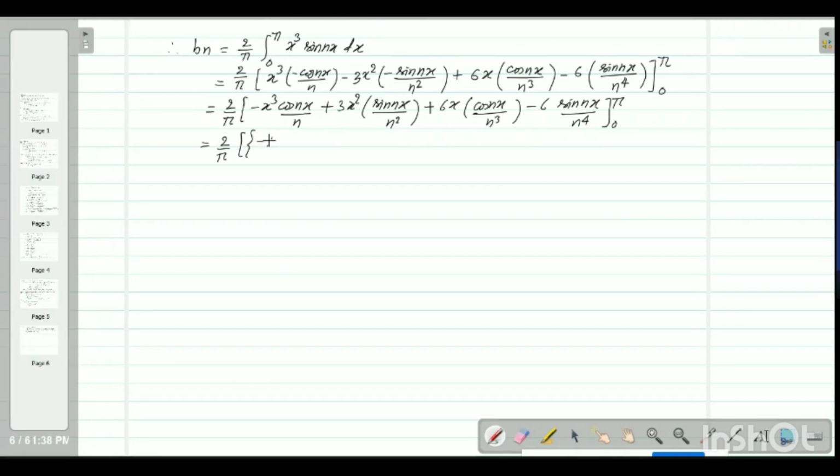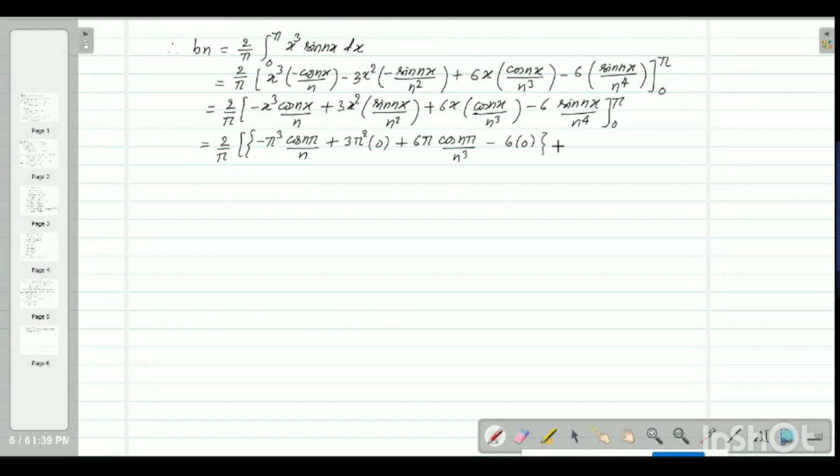Upper limit is what? Minus pi cube. Cos n pi by n, and plus sin pi will be what? Here we write 3 pi square. Sin pi will be 0. Should I put it or directly write down 0? Directly 0. Okay, 0, and plus 6 pi cos n pi by n cube, and minus 6 sin pi will be what? 0. Sin pi is 0.